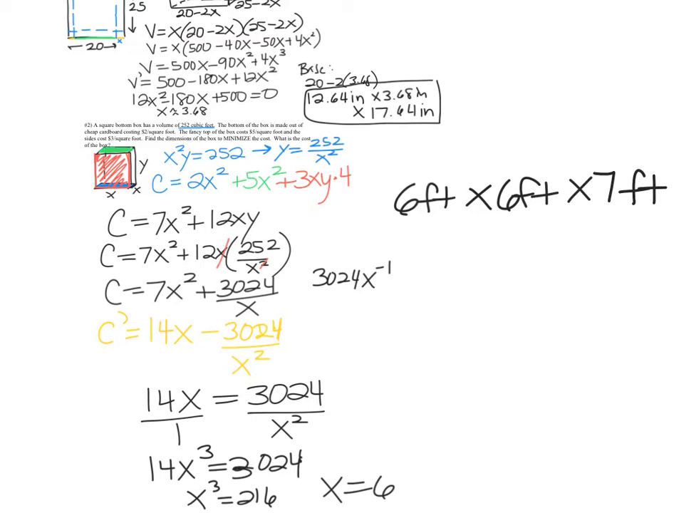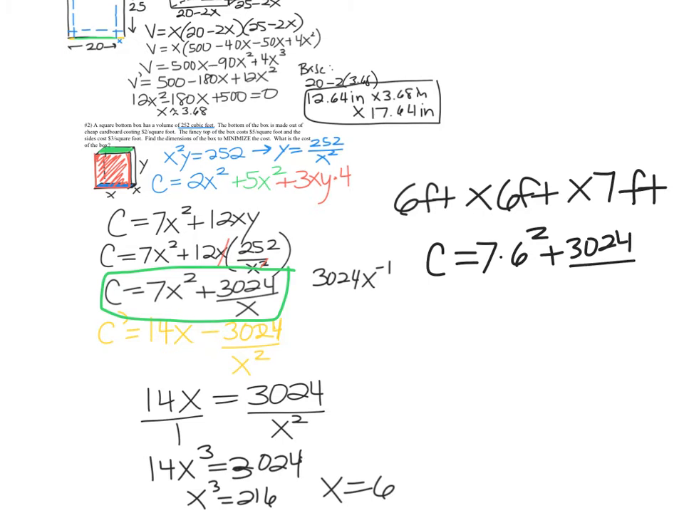Anyways, and then what would the cost be? You can go to a variety of places to find the cost. I would probably go to this one right here. You don't want to go to any of the C primes for cost. You want to go to a cost function. So cost would be 7 times 6 squared plus 3,024 divided by 6.